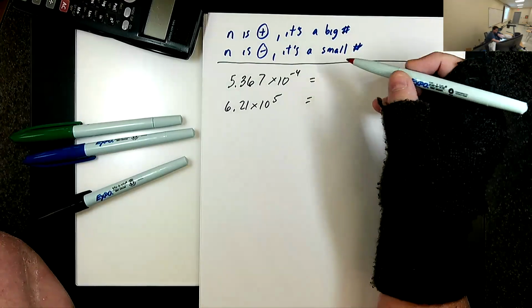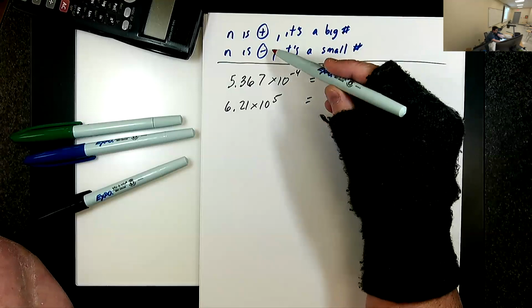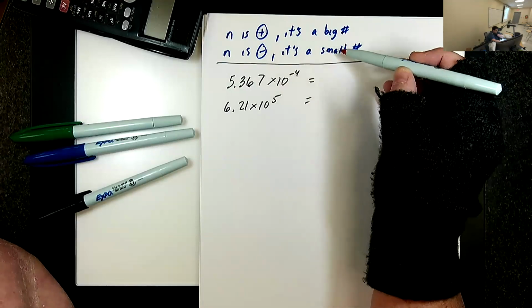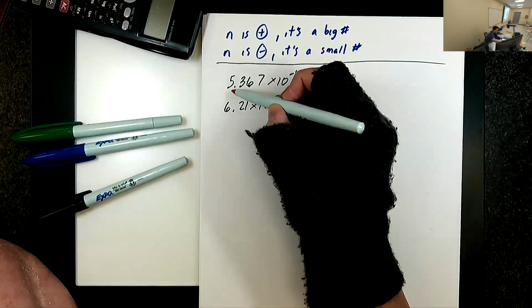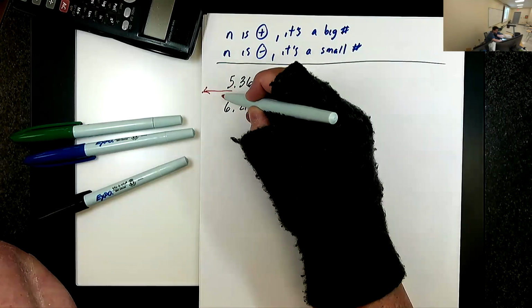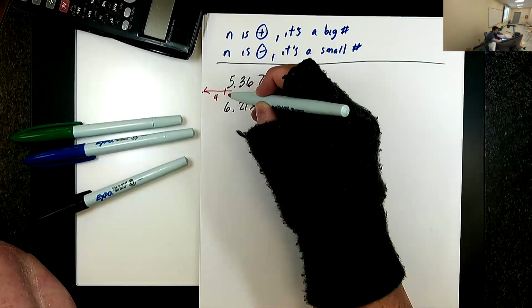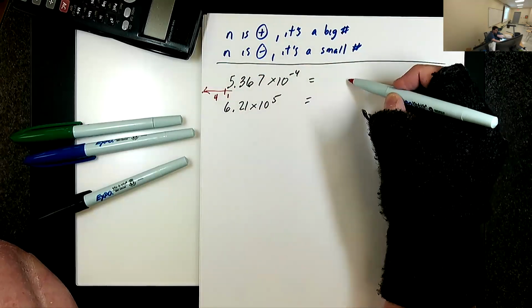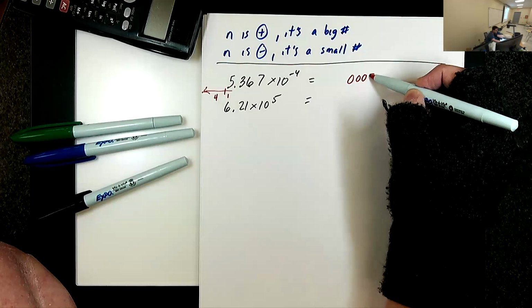So the 10 to the -4, negative is a really small number, so I need a small number, which means I'm going to move it left. I need to move it left 4, and I already have one of them right here, which means I'm going to need 3 more zeros in front of that 5.